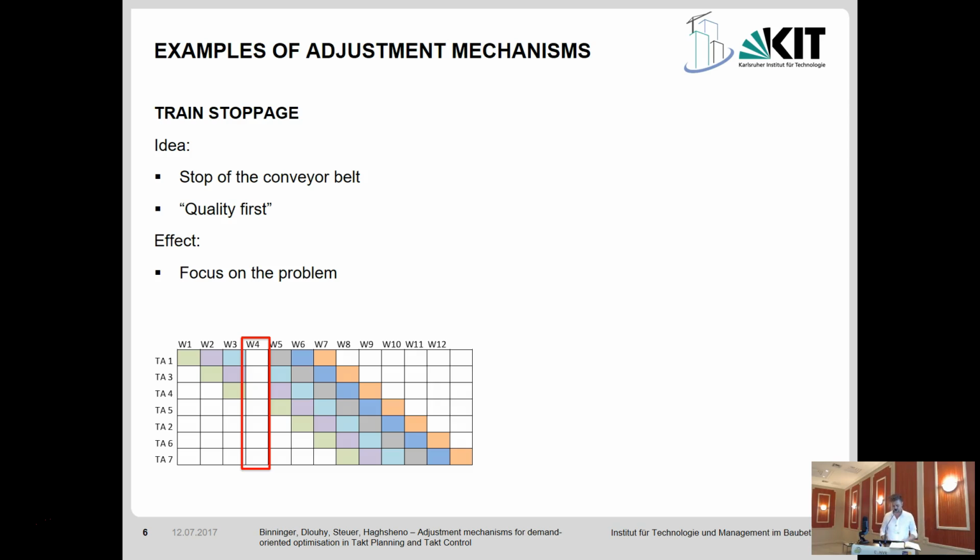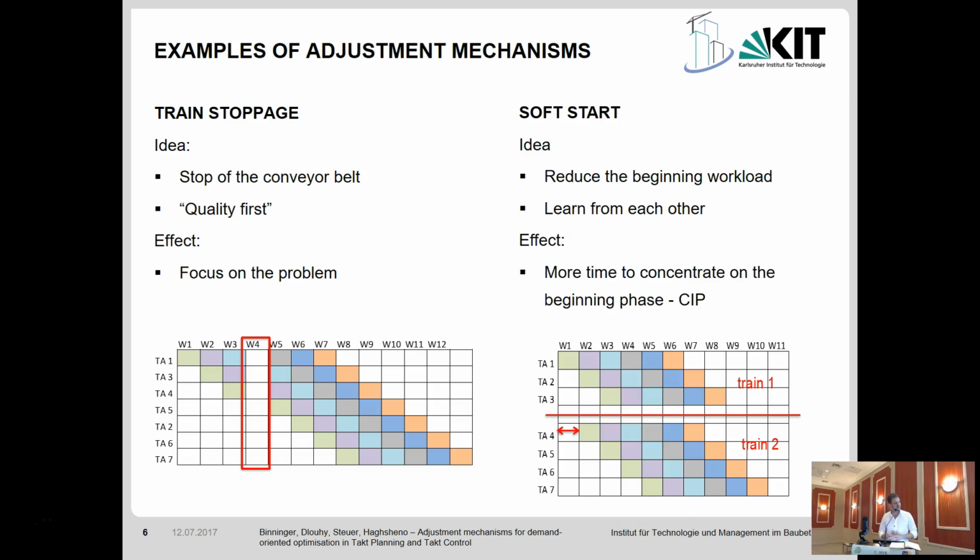This is just one mechanism, but it's a mechanism which is used quite often. Another one is the soft start. So if you talk about different trains, sometimes we let them start parallel, but sometimes we really make a gap between them and say, okay, train 2 starts a little bit later.